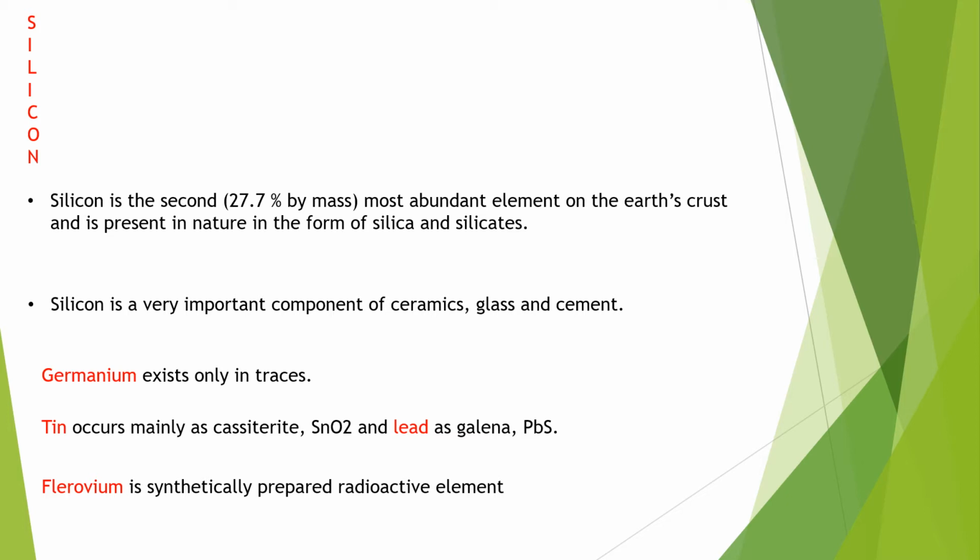Now let's talk about germanium. It only exists in traces, and tin occurs mainly as cassiterite, which is tin dioxide, and lead occurs as galena, which is lead sulfide. Flerovium is a synthetically prepared radioactive element.